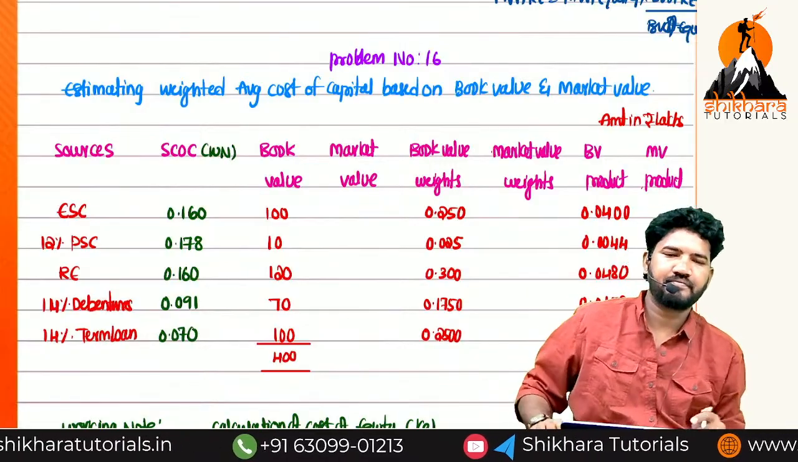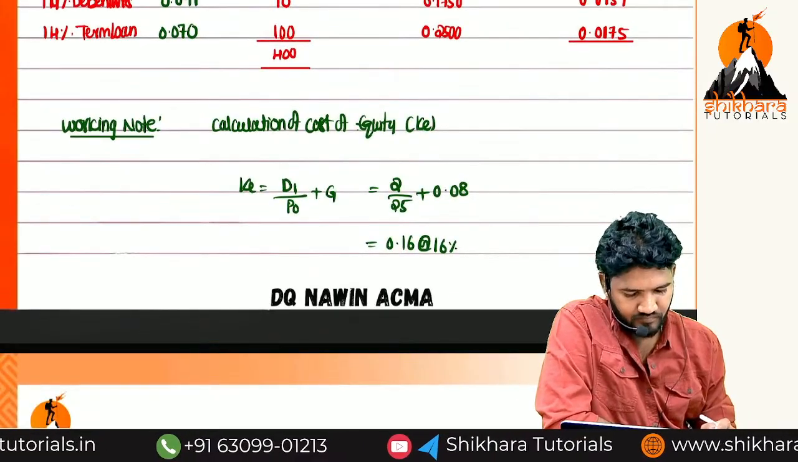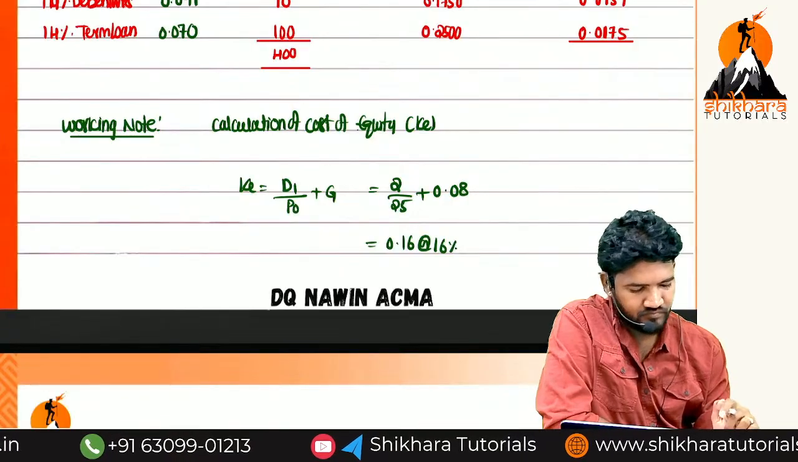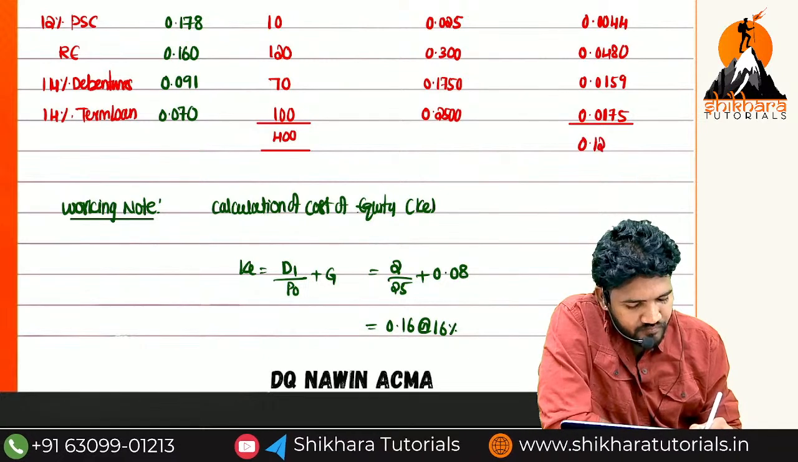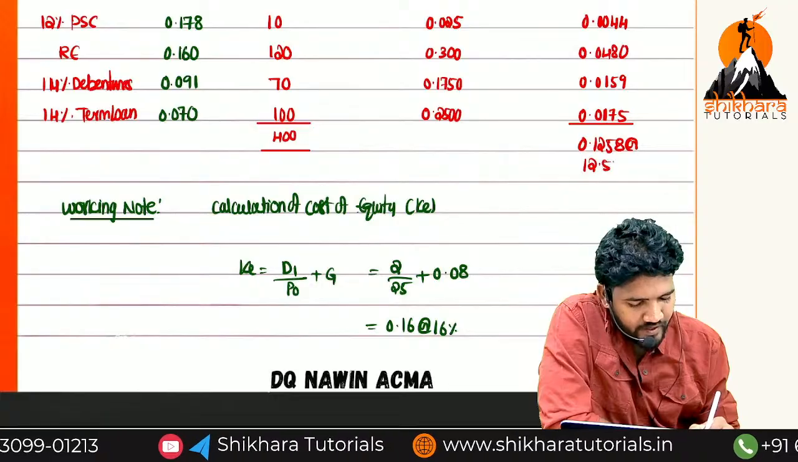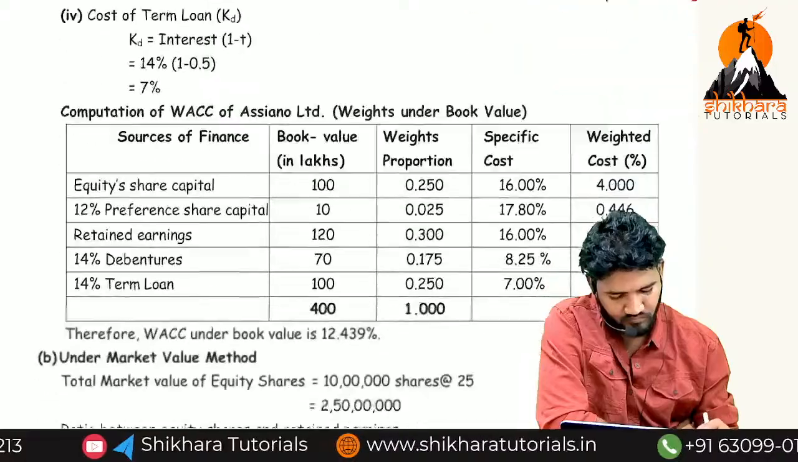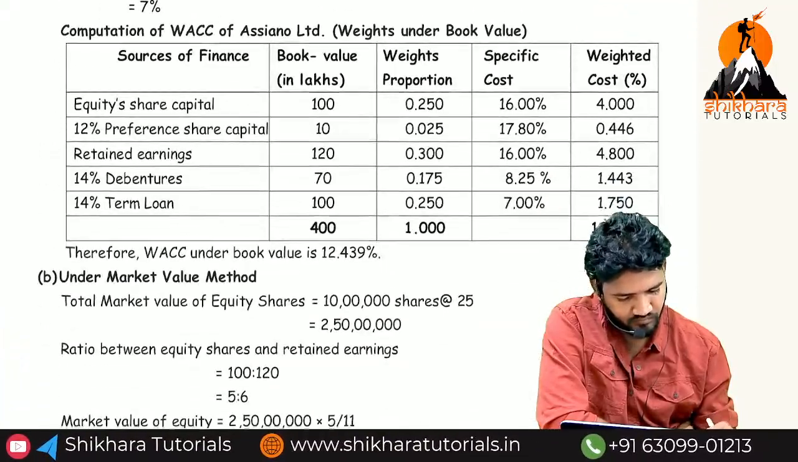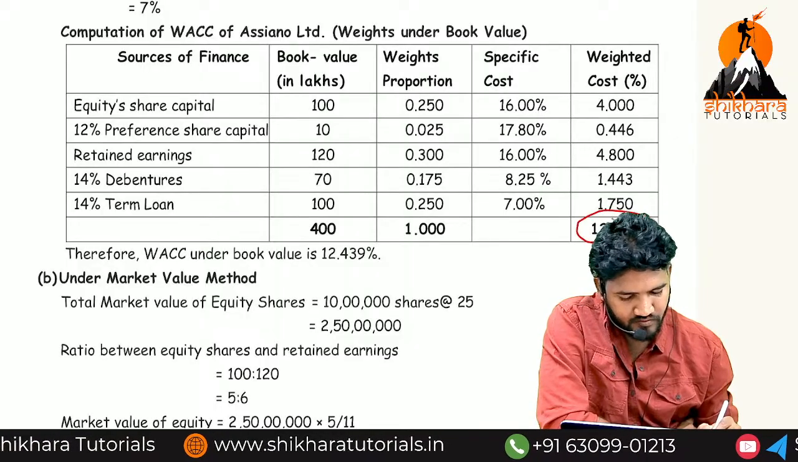Total please. Zero point 12, or 12.58%. Correct, na? 0.12.